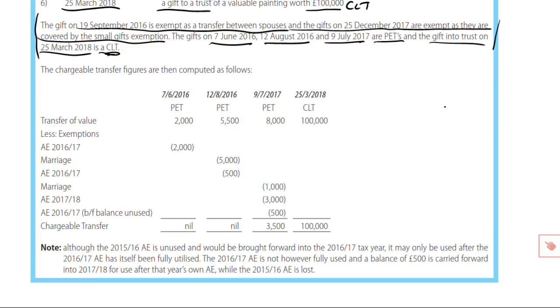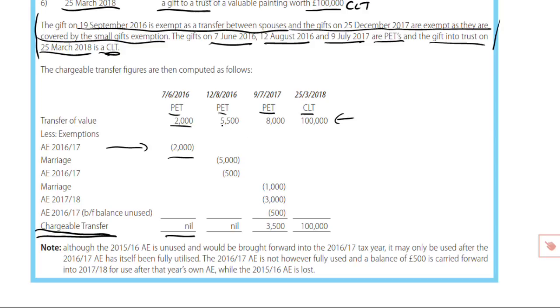But we list out all of those transfers that are either chargeable when made, CLTs, or are PETs that therefore would become chargeable on the death of the taxpayer within 7 years. We list out the transfers of value, and as we have just done, we apply the exemptions. On a chronological basis, there's the annual exemption of 16-17, fully taking out the transfer of value, no chargeable transfer. We're working down to a figure of chargeable transfer.